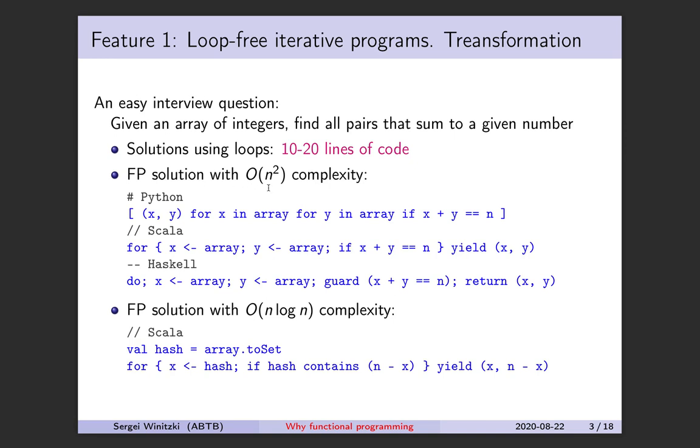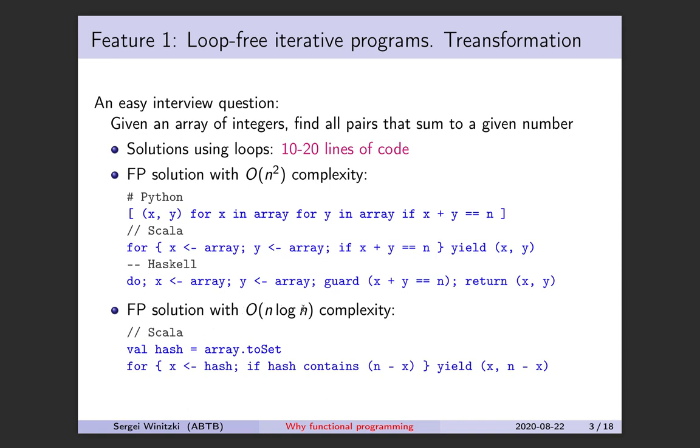For completeness, I show 2 different solutions. One solution has quadratic complexity, and the other has a complexity n log n. But they're all one-liners in functional programming. For example, in Python, you would write like this. This is a single line that computes the list of all pairs x, y, for x in the array, for y in the array, limited to the sum being equal to a given number n. In Scala, exactly the same computation is written like this. In Haskell, it is written like this.